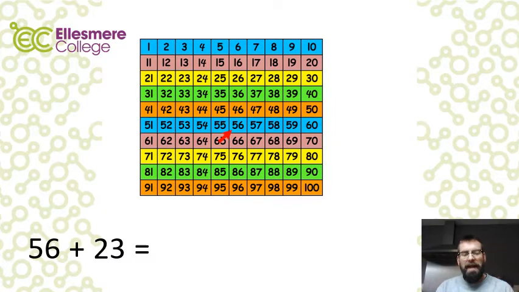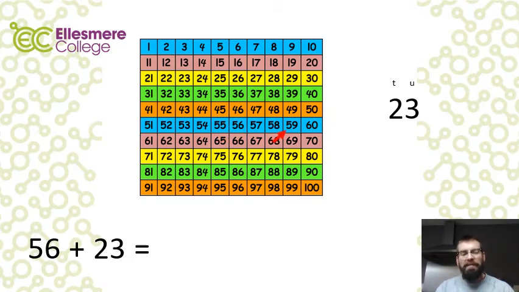Here it is. After that, we're going to look at the second number that we're adding. We're going to split it up into tens and units. So you can see 23 has 2 tens and 3 units. Like with column addition, we're going to start with the units. So we're going to count on 3. That takes us towards 59.